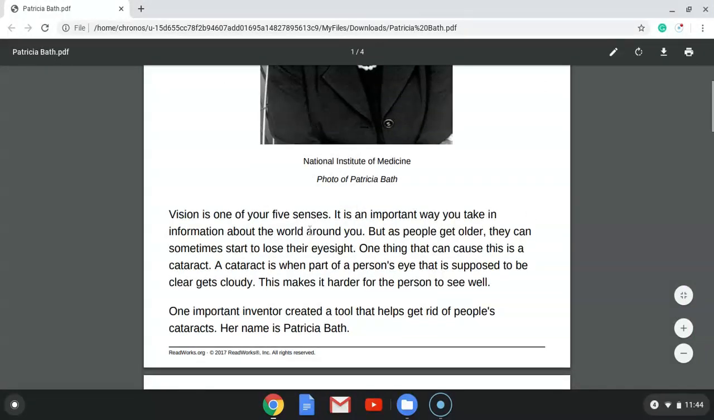Vision is one of your 5 senses. It is an important way you take in information about the world around you. But as people get older, they can sometimes start to lose their eyesight.